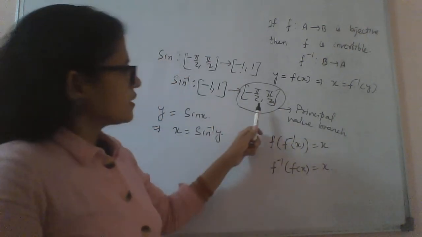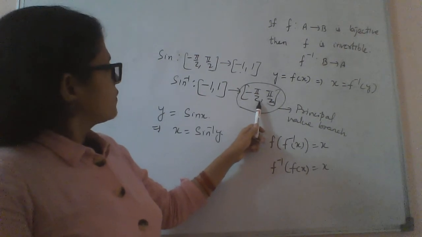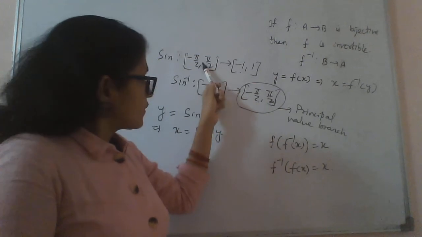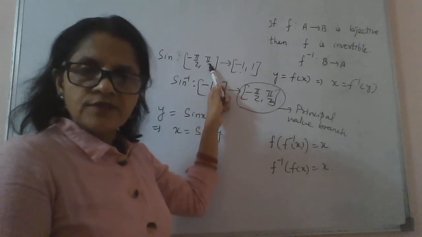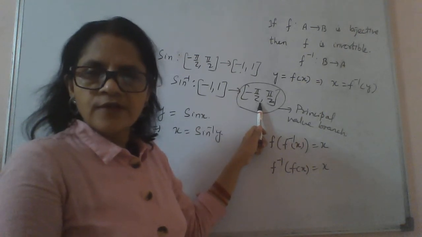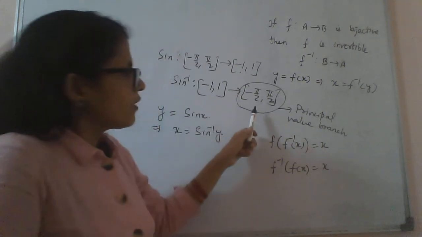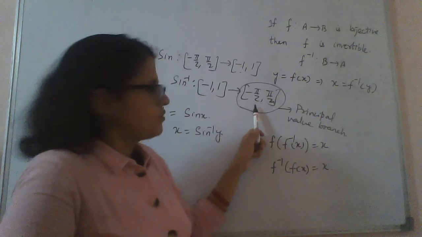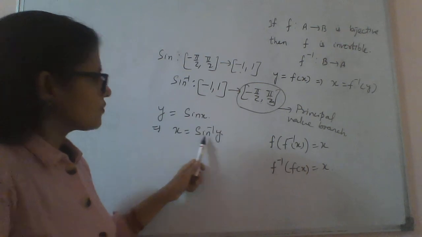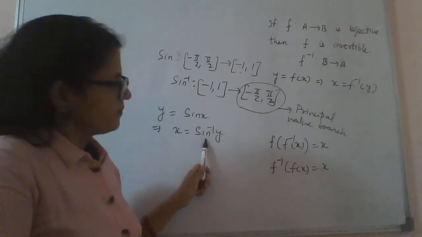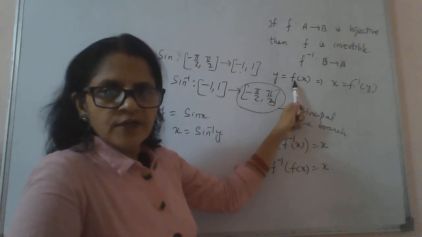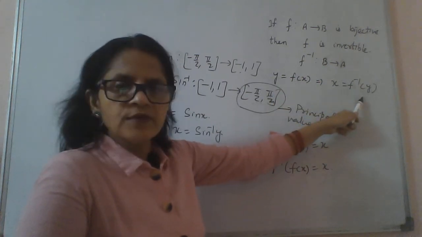Within this branch, this is the range of sine inverse, and here is the domain of the sine function. So within this branch the sine function is invertible, and within this branch sine inverse is existing. That's why we call it the principal value branch. And whenever y equal to sine x, we write x equal to sine inverse y. Also, if y equal to f(x) is invertible, then x equal to f inverse y.